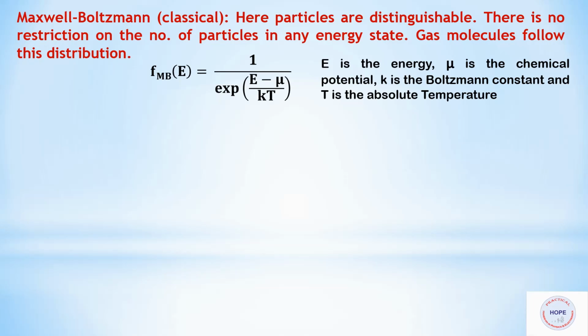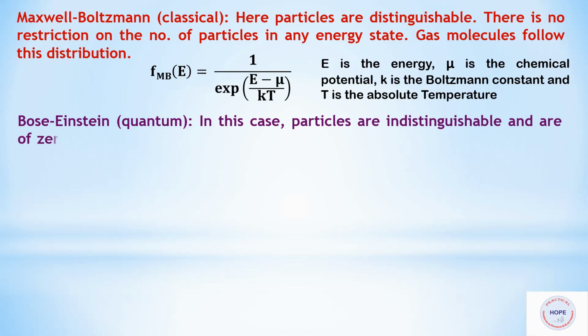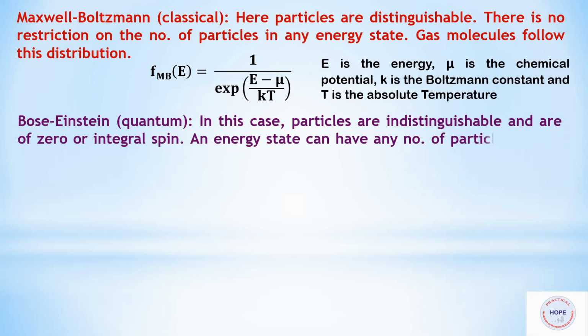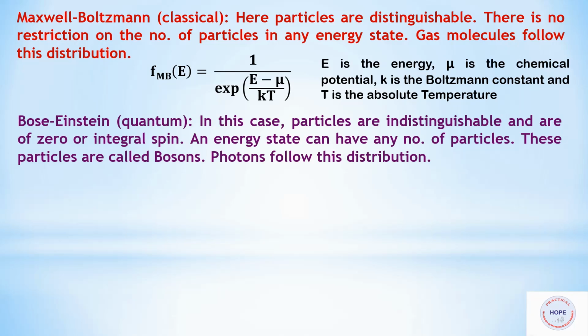Next is Bose-Einstein distribution. It's a quantum case. Here particles are indistinguishable and are of zero or integral spin. An energy state can have any number of particles. These particles are called bosons. Photons follow this distribution. The expression is given by 1 upon exponential of (E minus mu) by kT minus 1.